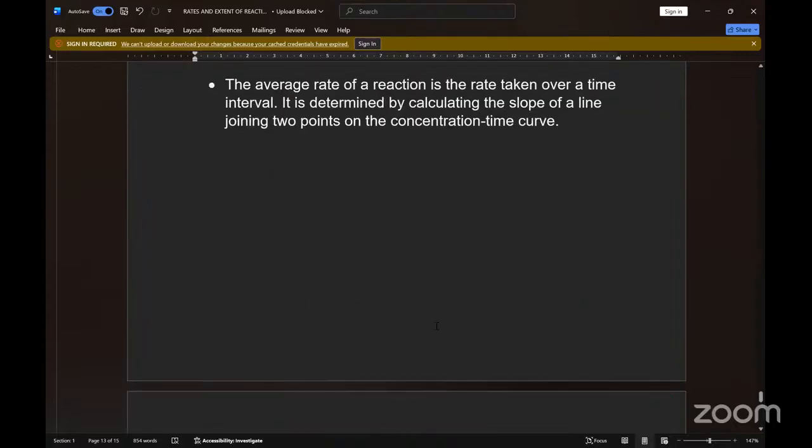Then we talk about average rate. Average rate, take it over a period of time. So if you have a graph like this and they say calculate the average rate, maybe between this time and this time. Maybe this is 3, this is 2, this is 1, and this is 0. So between 1 and 3, just draw a line like this. This is a straight line.